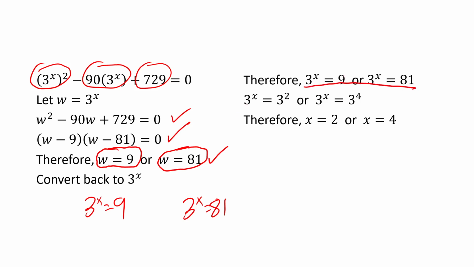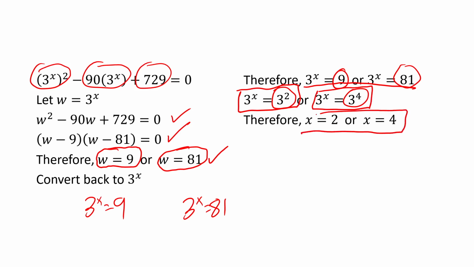Well, 9 is the same as 3 squared. 81 is the same as 3 to the 4. So I can say either that 3 to the x equals 3 squared or 3 to the x equals 3 to the 4. Both of those equations can be solved by simple observation, and we can say simply, final answer, x is either equal to 2 or x is equal to 4. Okay, pretty clever.